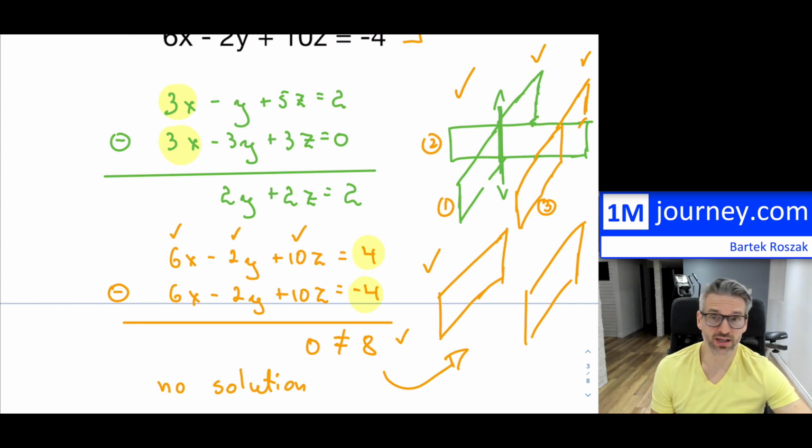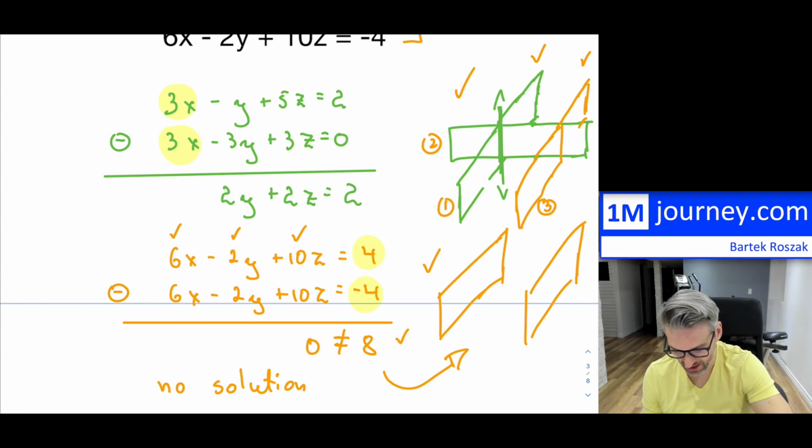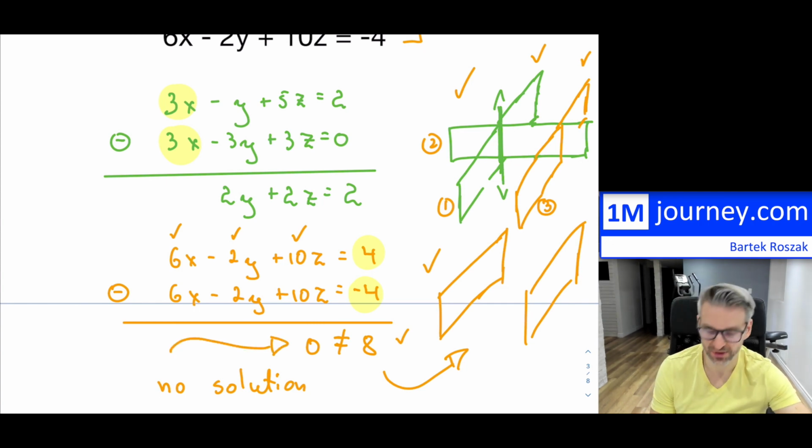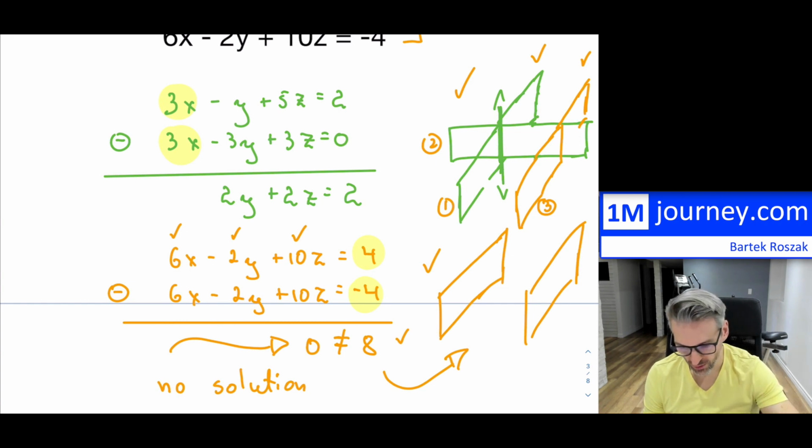So here you would say, well, there is no answer, and we can see that right there because when we try to eliminate our x, we've actually eliminated all the variables, and then we got 0, which is supposedly equal to 8, which is never true. So that just tells us that there's no solution. All right, so that's what we would do with this one.